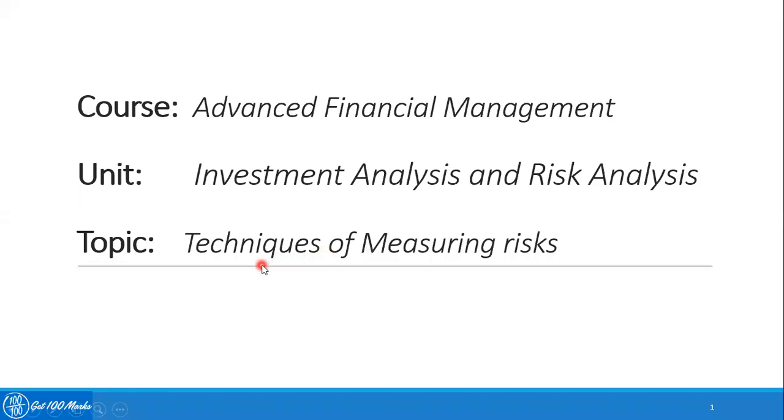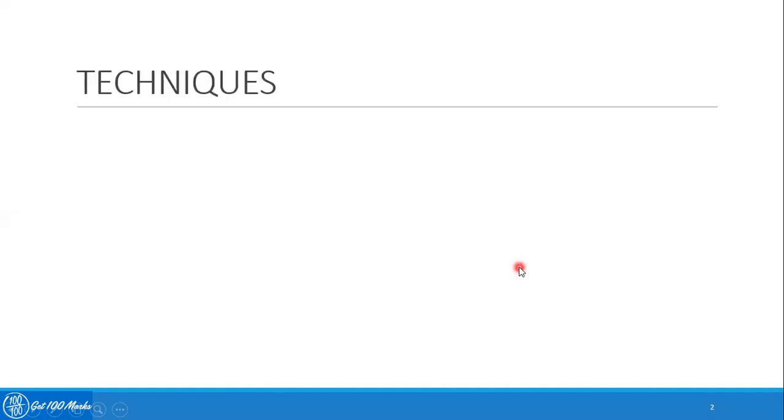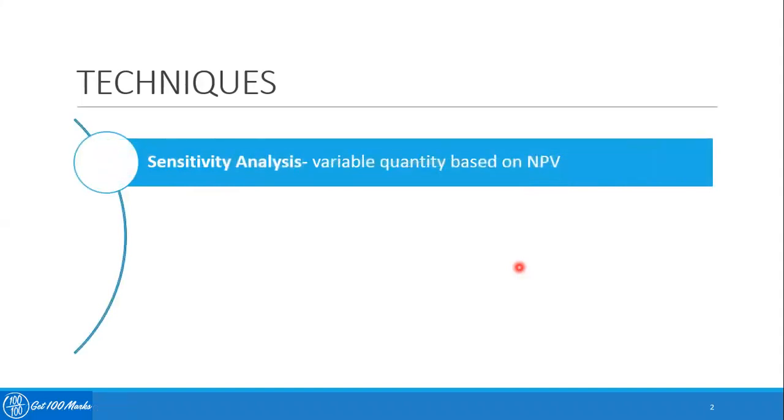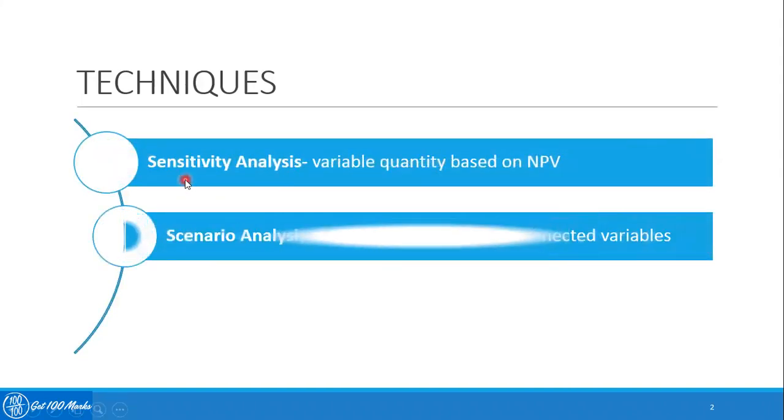Now, I'm going to discuss the topic techniques of measuring risk. There are different techniques of measuring risk. The first one is sensitivity analysis. Sensitivity analysis is analysis of risk by using variable quantity based on net present value.